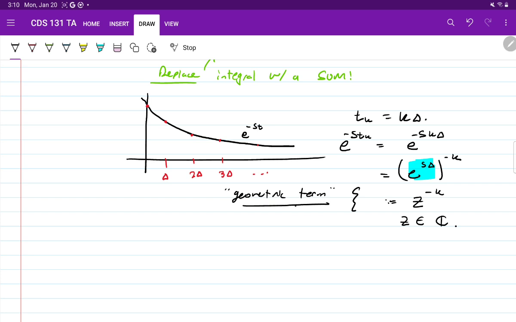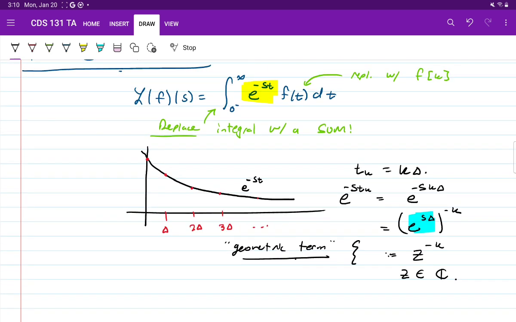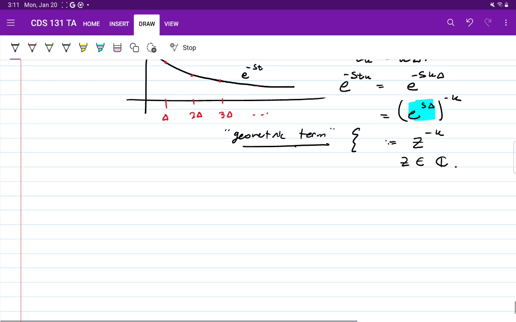And this really leads to the definition of the Z transform. What we're doing is replacing an integral with a sum, replacing continuous time signals with discrete time signals, and replacing an exponential with a geometric term, which is really just a sampled exponential. All right, so this leads us to the definition of the one-sided Z transform.